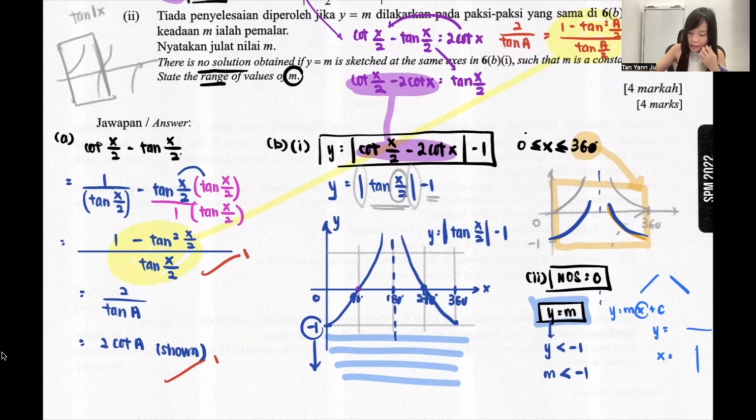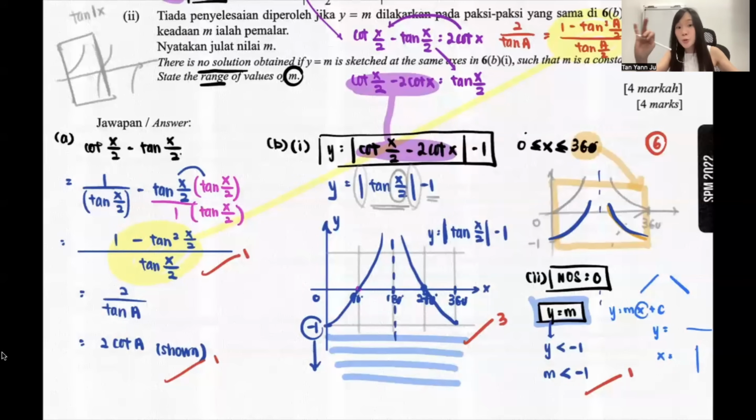Let me show you the marks, my dear. You sketch the graph correctly, 3 marks. You write this equation out correctly, I mean, you get this answer, 1 mark. 3 plus 1, plus 2, this question is worth 6. Done. See? Not that hard. I hope you feel like it's not that hard, okay? Let's move on.